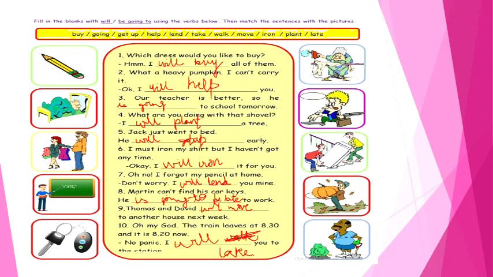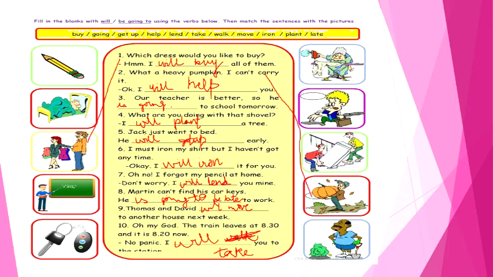Alright, so now let me read the sentences and try to match it with the pictures. Which dress would you like to buy? So which picture is here? What can you see? Yes, we have number 1 with this picture. I will buy all of them. What a heavy pumpkin. I can't carry it. Okay, I will help you. Now number 2 is, yes, this picture.